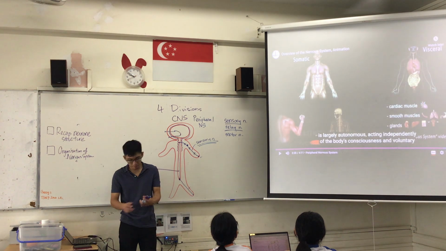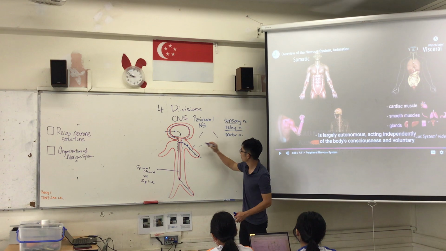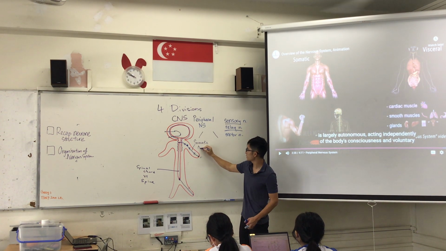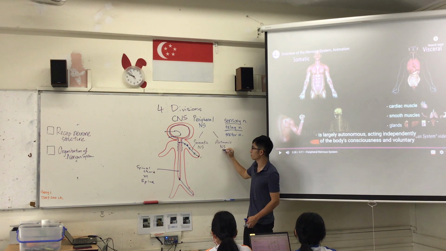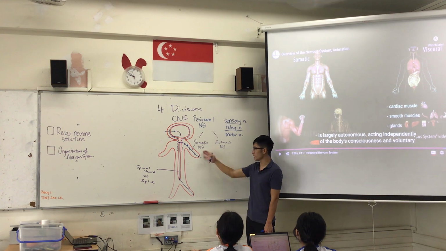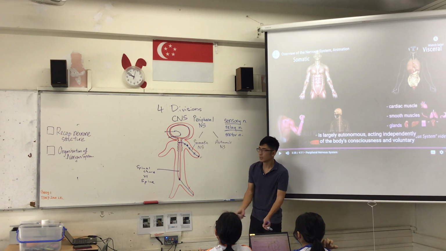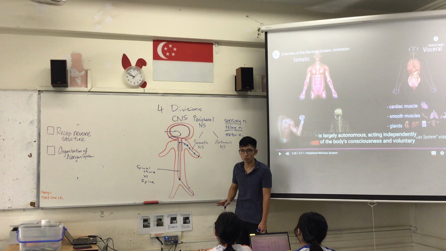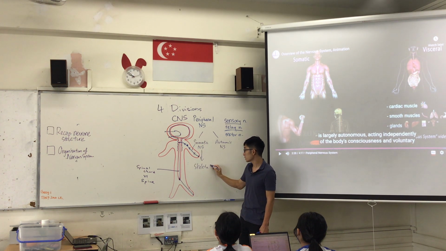Okay, so we pause here. Last but not least, the peripheral nervous system can be split into the somatic nervous system and the autonomic nervous system. The main difference between these two is in the effectors they are controlling. For the somatic nervous system, what it connects to, all the motor neurons, are your skeletal muscles. Skeletal muscles are muscles that are wrapping around your skeleton.